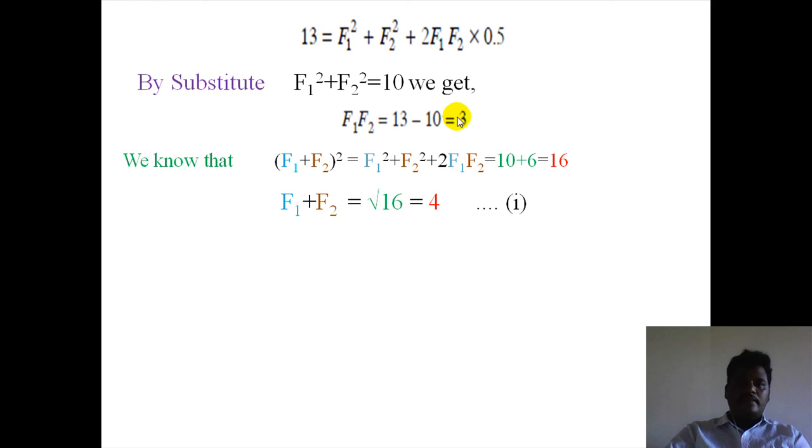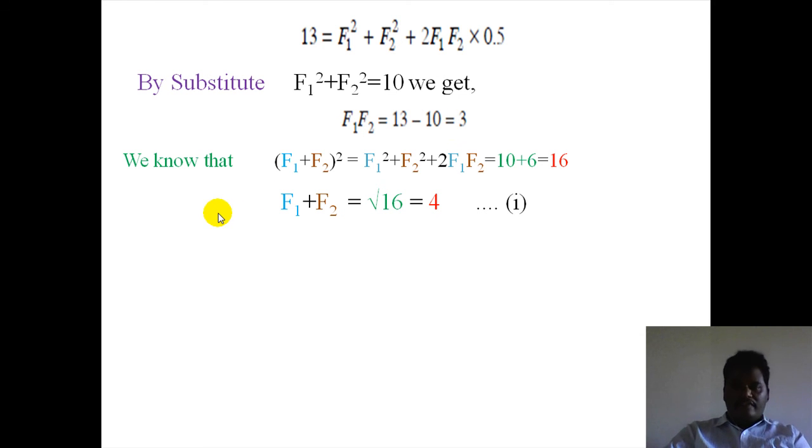13 minus 10 is equal to 3. The 2 and the 1 by 2 cancel out, so 2 into 0.5 is 1. Now 1 into F1F2 is equal to 13 minus 10, which remains 3.